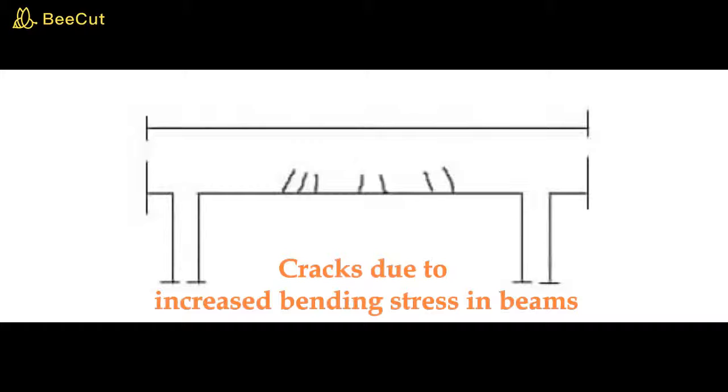If the reinforcement provided is insufficient for the load the beam is exposed to, bending stress increases, which leads to increased deflection at the middle span of the beam. This type of crack can be prevented by providing adequate main reinforcement at the midspan of the beam.